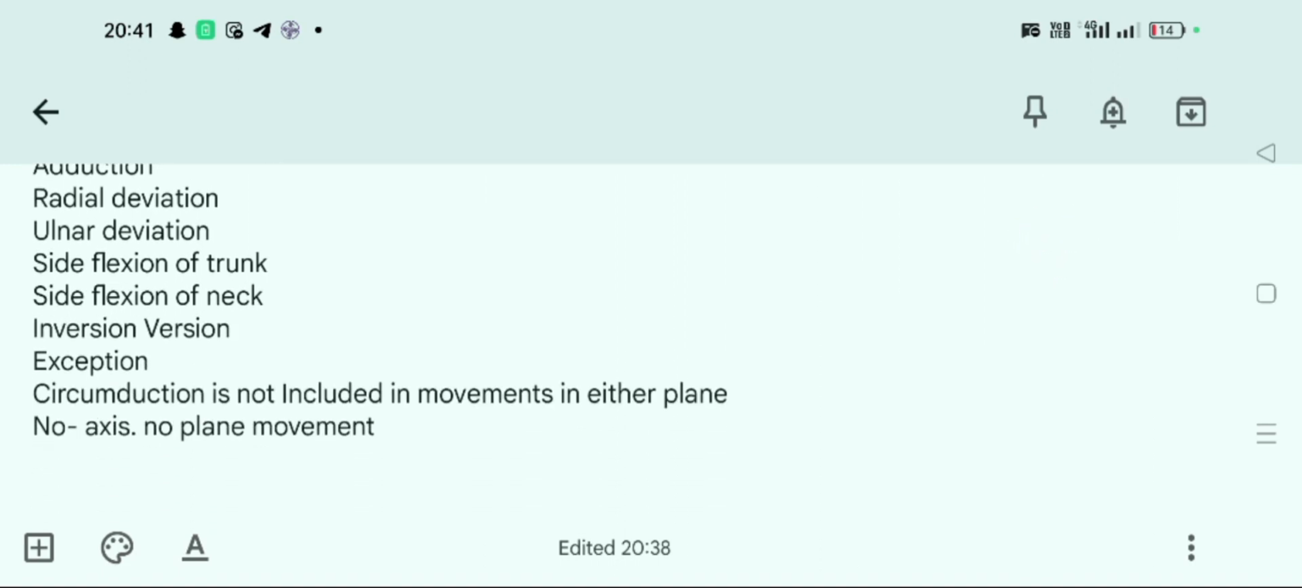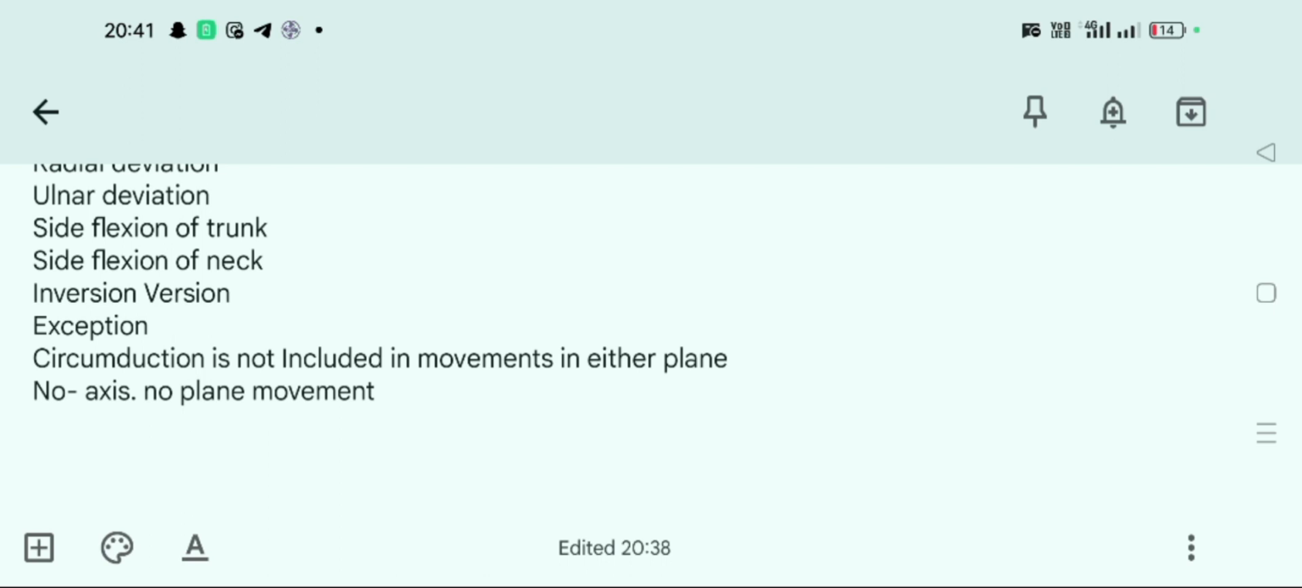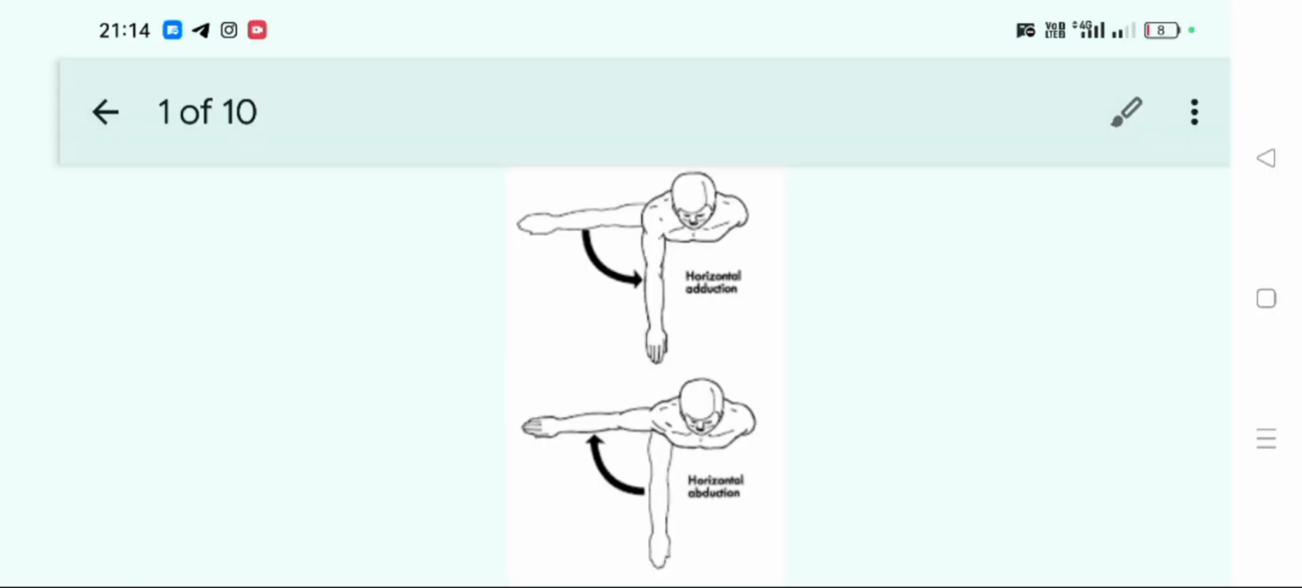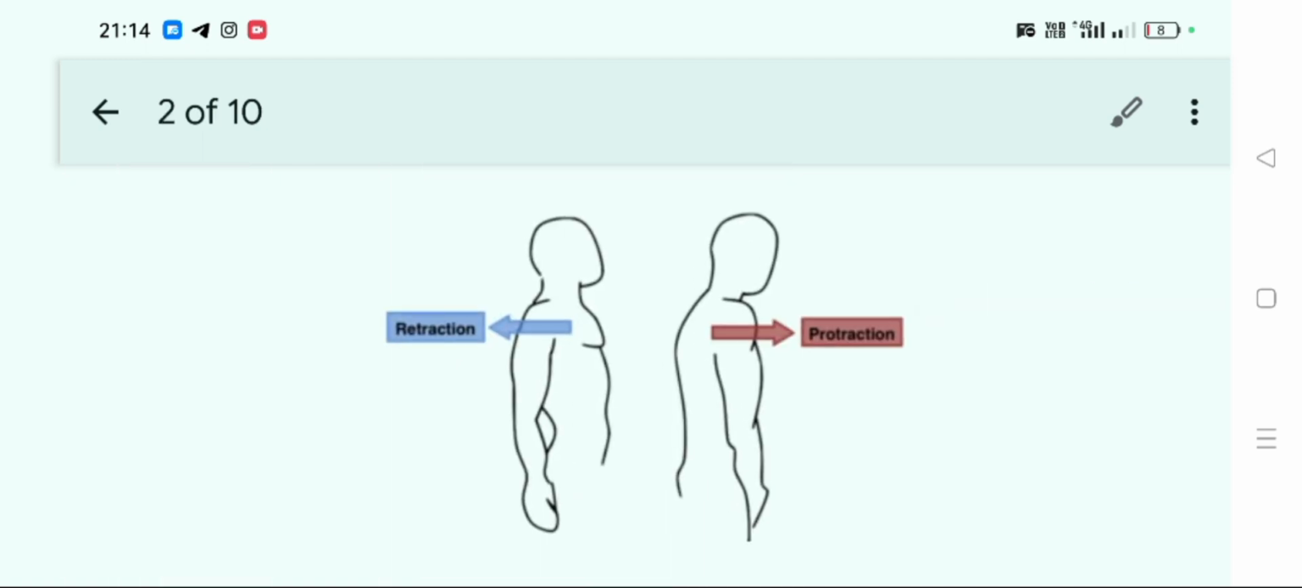The exception is circumduction, which is not included in movement in either plane. No axis, no plane movement. Circumduction is the exception in the case of axis and plane. Horizontal abduction and horizontal adduction occur in the horizontal plane. Next, retraction and protraction also occur in the horizontal plane.